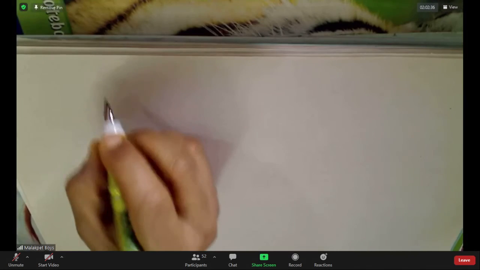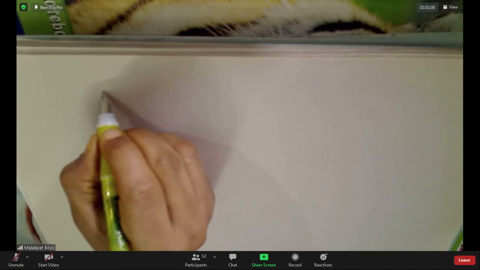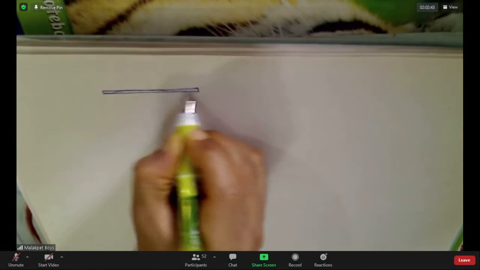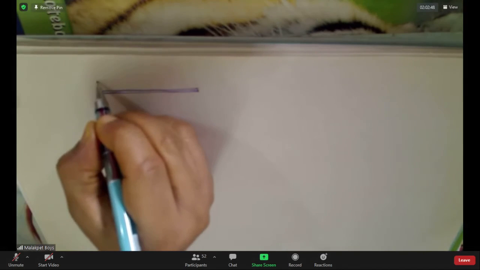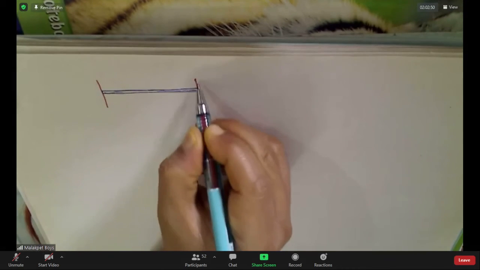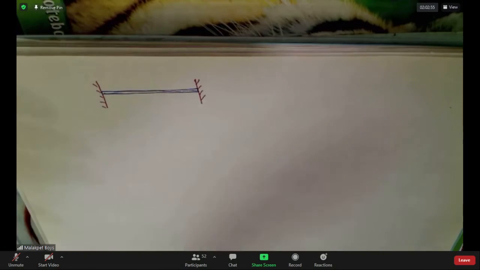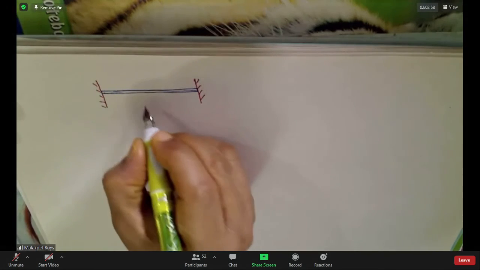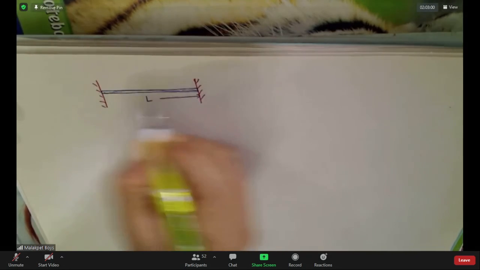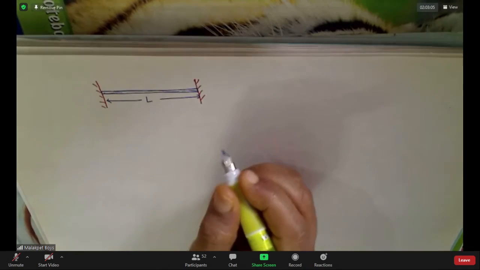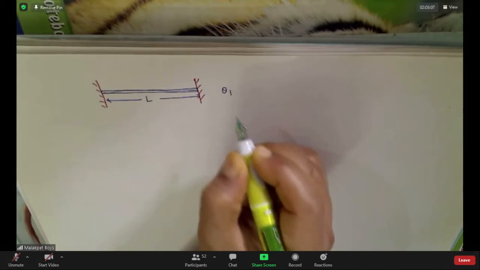Now, suppose, follow carefully, this is a rod, the supports are rigid. That means the rod cannot expand. Yes, sir. Rod cannot expand. Okay. Now, when you heat it, this is a temperature theta 1.